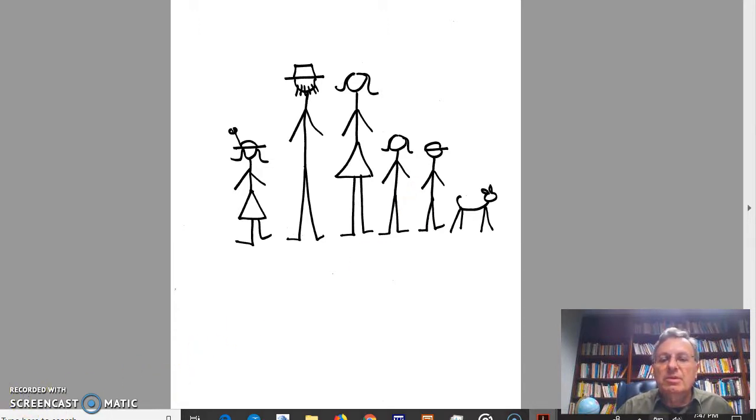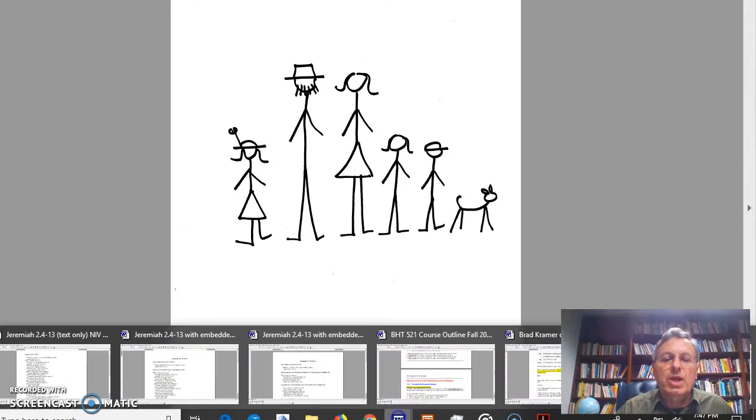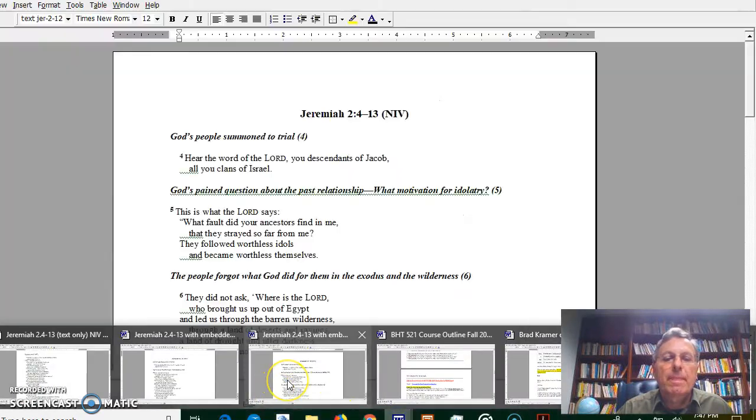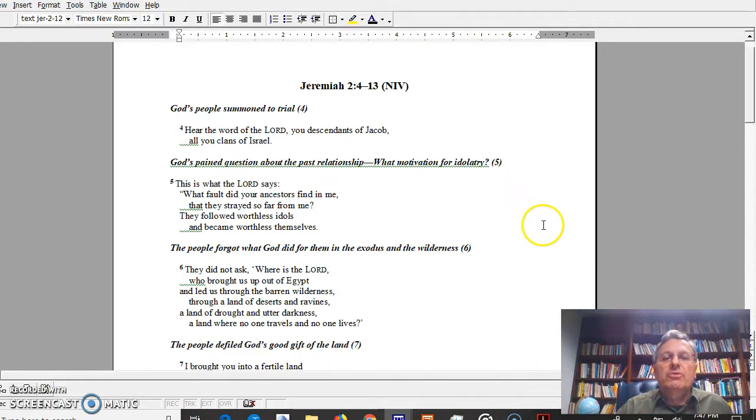So let's apply this sort of analysis to Jeremiah chapter 2. Okay? And this is how I've divided it up. I've looked at the first verse here, which is verse 4. God's people summoned to trial. Then I've got the next unit, verse 5. And clearly God is asking a question. Whereas here, he makes a statement. He asks a question, then he makes a statement.